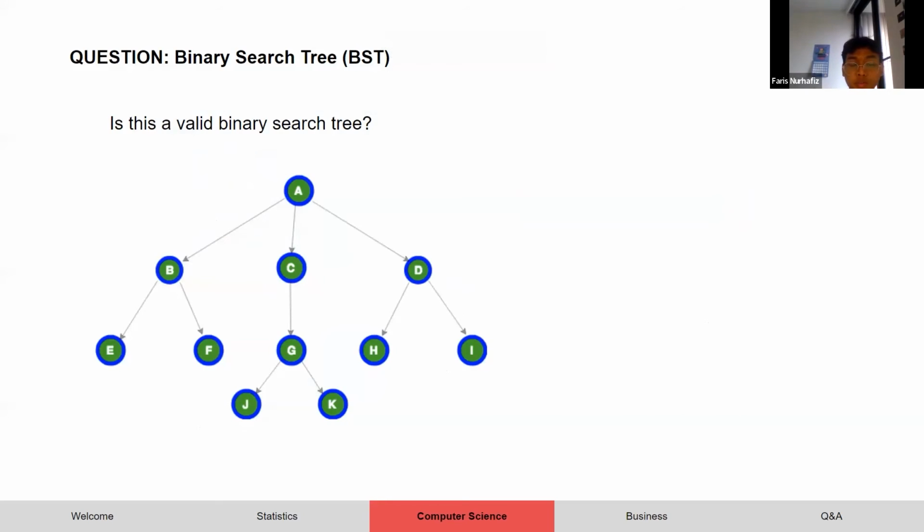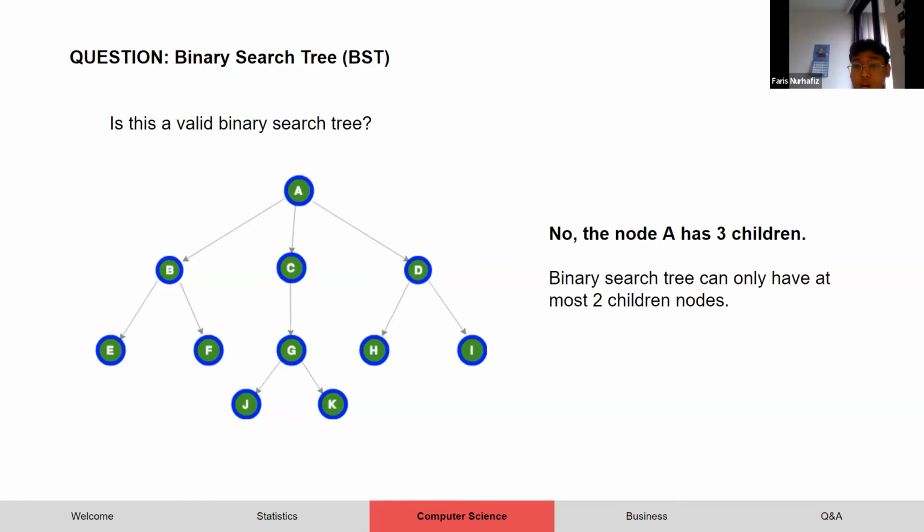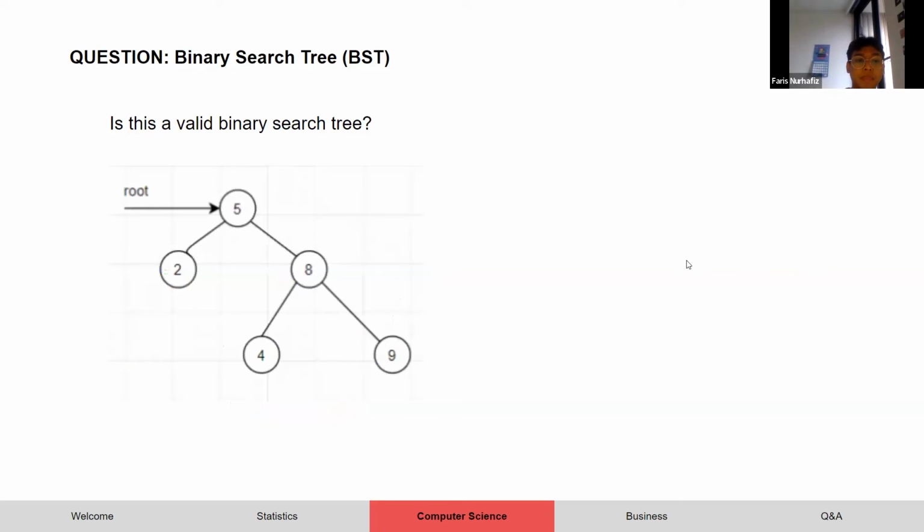So let's take a look at the questions relating to the computer science part. To start off, let's take a look at the questions relating to binary search trees. We want to identify certain valid binary search trees. So this first question asks us, is this a valid binary search tree? Let's take 5 seconds to think about it. And the answer is no. Primarily because the node A has 3 children, and we all know a binary search tree can have at most 2 children nodes. So the properties of a binary search tree will not be preserved.